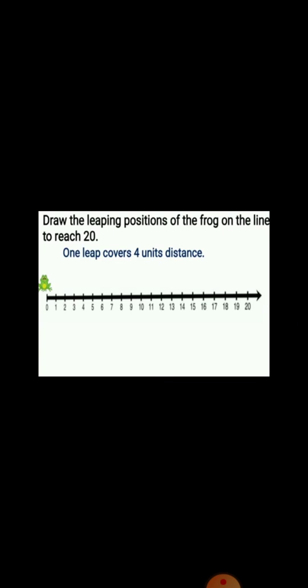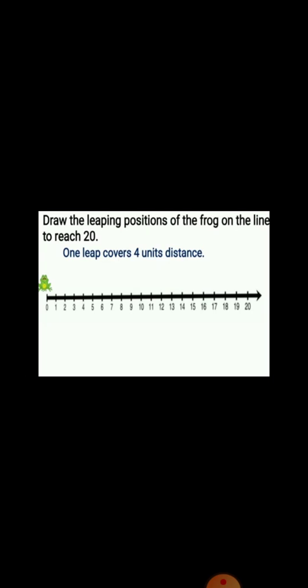So now the frog can leap in 4 up to 20. That is, the frog can jump 4 units distance in one attempt. Then how many attempts will the frog take to reach 20? Okay, so for that we have to add 4 repeatedly. So from 0 the frog will jump to 4.